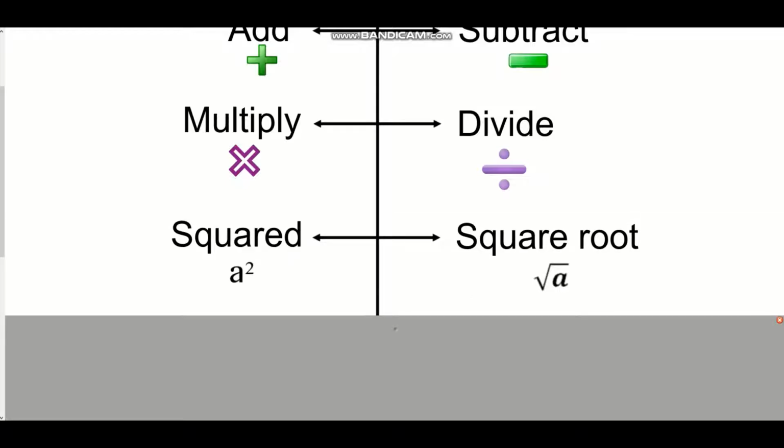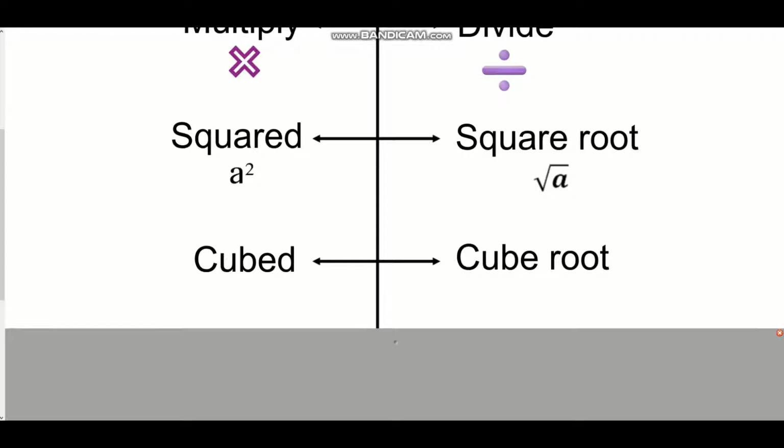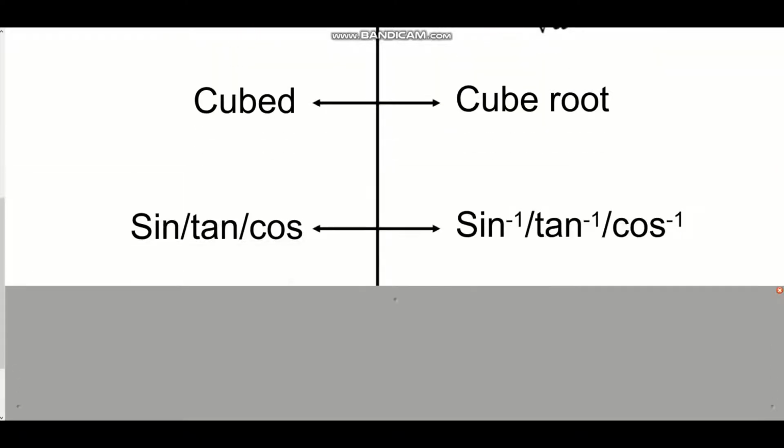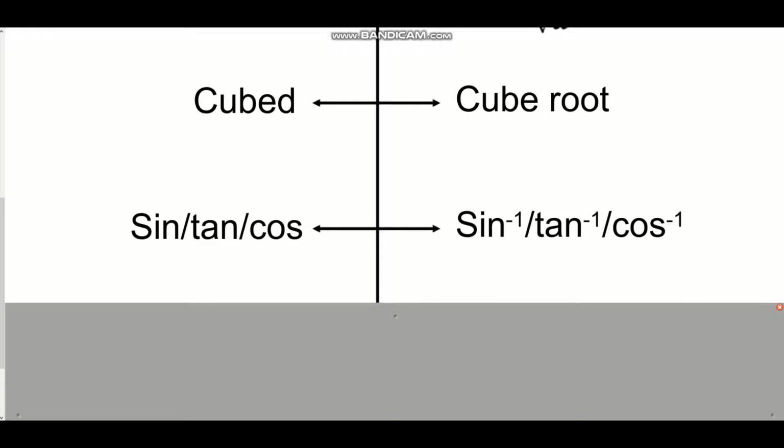Squared, which means multiply something by itself, has an opposite of square root. Cubed has an opposite of cube root. That's the same as the square root, but with a little 3 in the top left corner. And then sine, cos, and tan are trig functions. They have inverse operations as well. In fact, they're called inverse sine, inverse tan, and inverse cos. Okay, so just bear those things in mind. You can always come back to this page and pause if you need a reminder of any inverse operations. But we're going to look at all these things today.